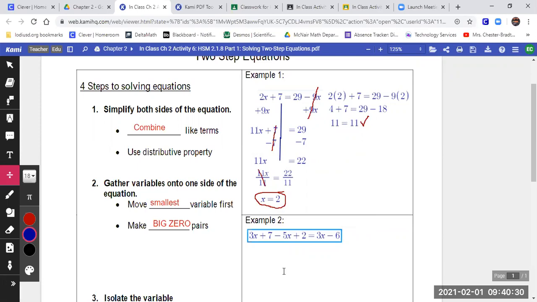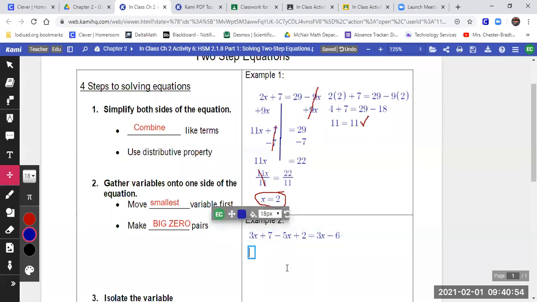Okay, so step 1, combine our like terms. Notice our left side has more than one X in it, and it has more than one number in it. So we have to simplify those before we can start shifting sides.